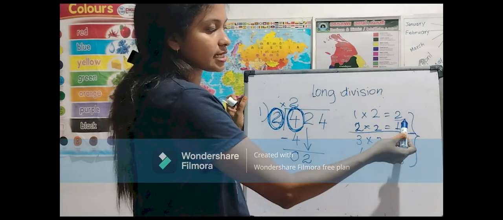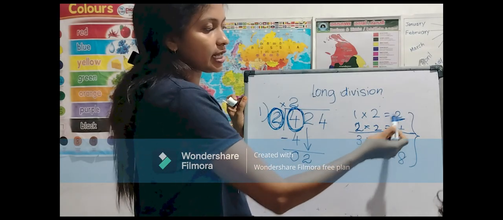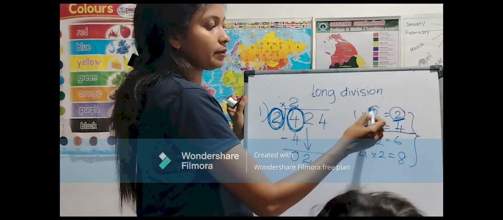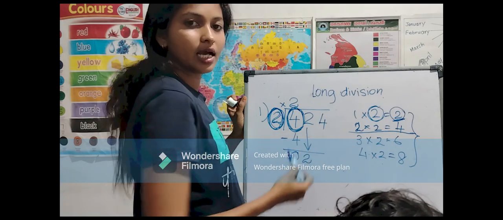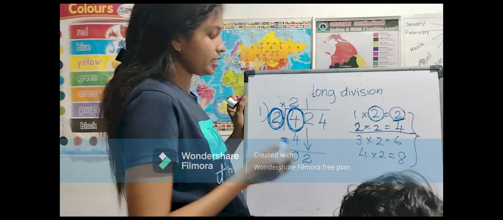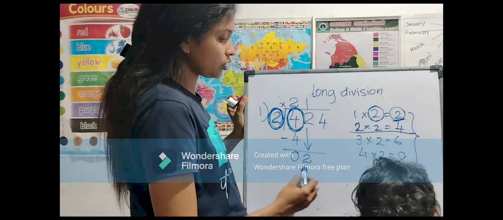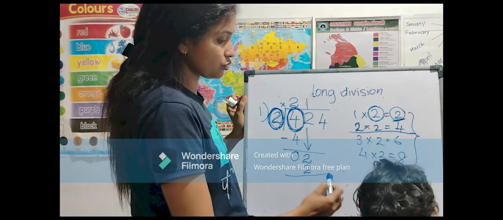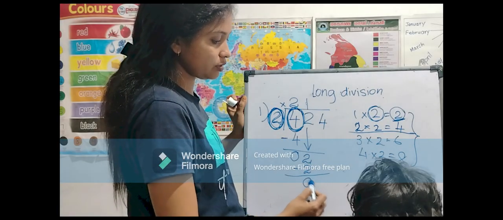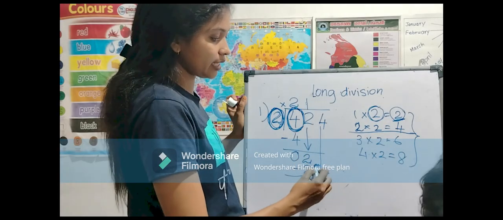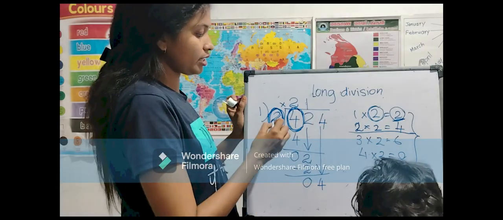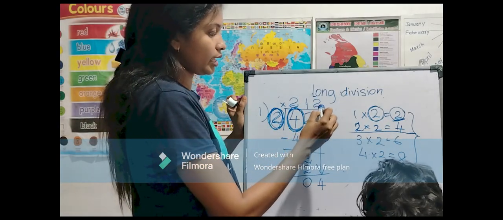No, I am asking about the answer. This is number 2. Then we consider the second multiplication table. Then the answer is 1. 2 times 1 is equal to 2. Then subtract. 2 minus 2 is equal to 0. And you want to bring the last number down again. 4 divided by 2 is equal to 2.